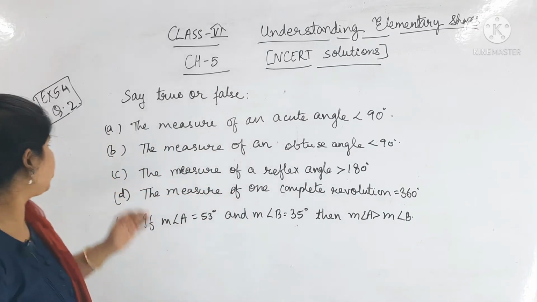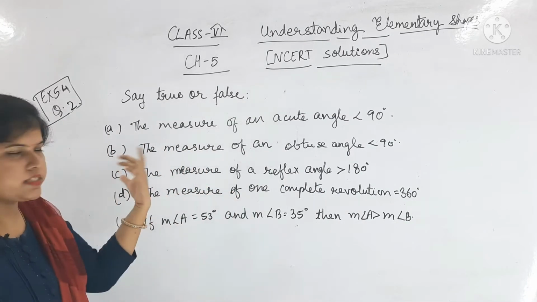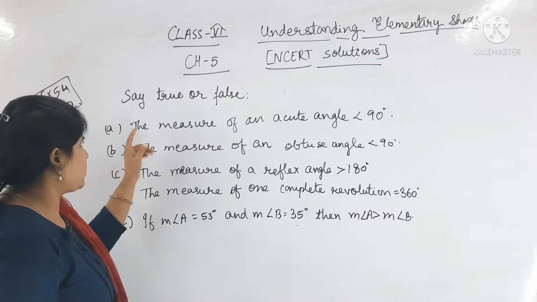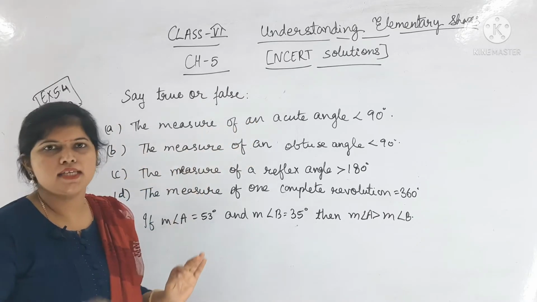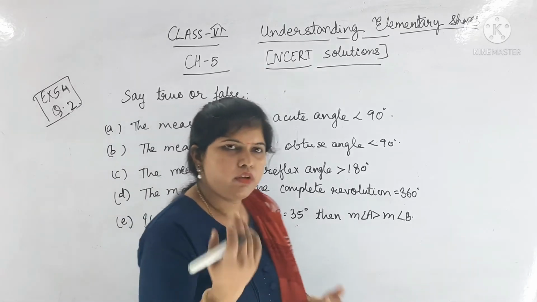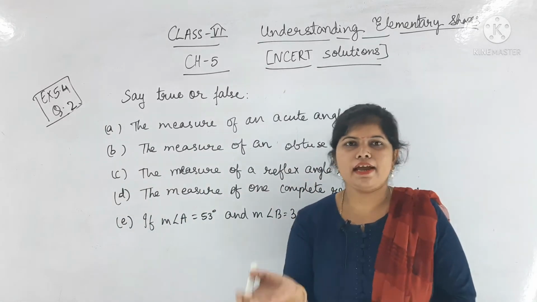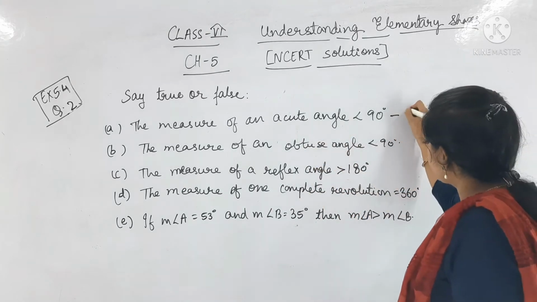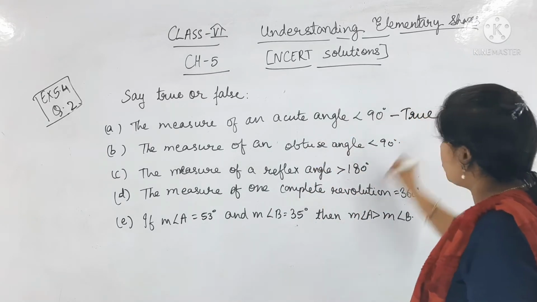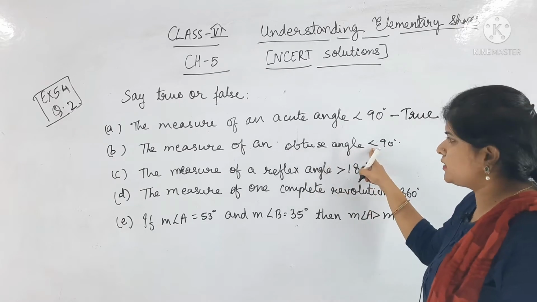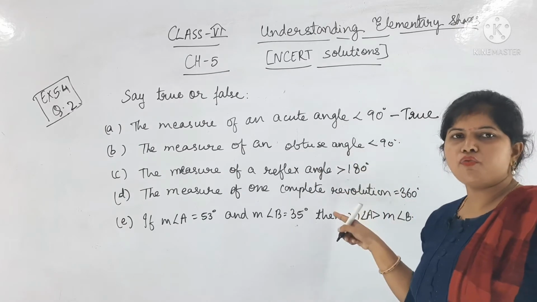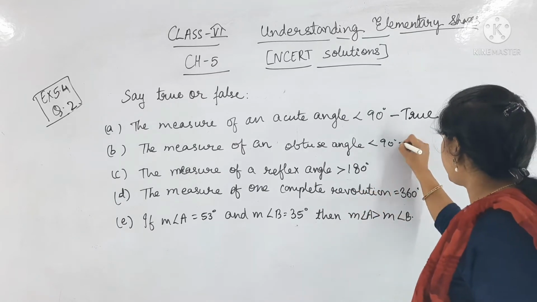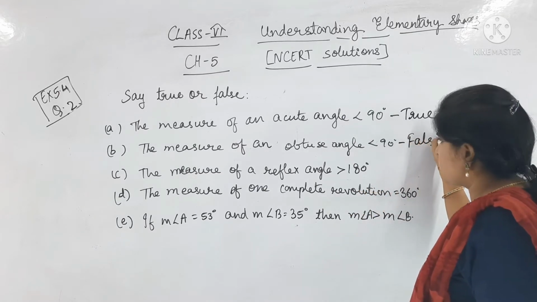Okay students, let's see question number 2. You have to say whether the statement is true or false. The first statement is: the measure of an acute angle is less than 90 degree. We know that an acute angle is less than 90 degree and an obtuse angle is greater than 90 degree. So the first statement is true. Next, for obtuse angle, here it is written less than 90 degree. So it is false. We know that an obtuse angle is greater than 90 degree. So this is false.